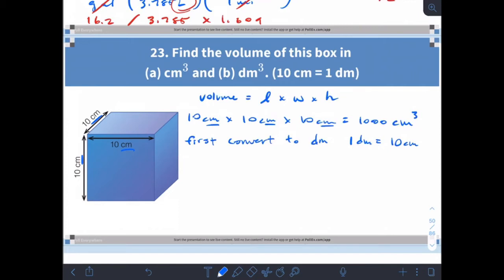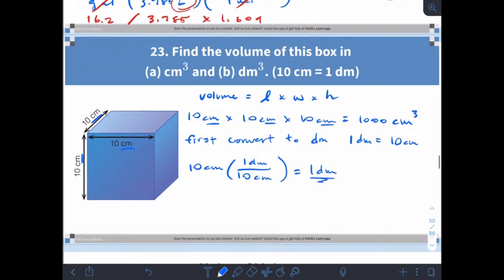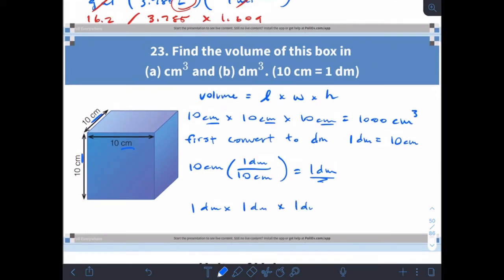So I'm going to pick one of my sides and say 10 centimeters, and I'm going to convert it to decimeters. So I'm going to put centimeters on the bottom and decimeters on top. Each side is 1 decimeter. So 1 decimeter times 1 decimeter times 1 decimeter equals 1 decimeter cubed.